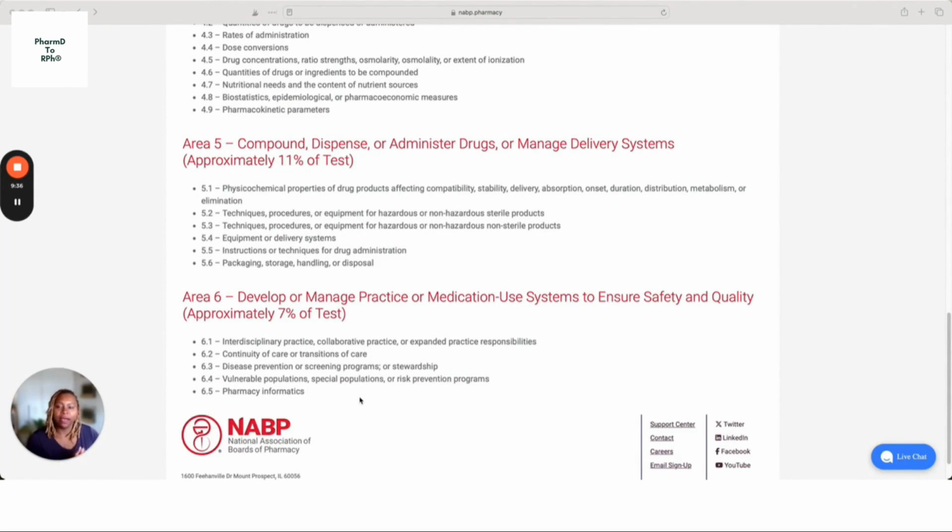Area 5, compounding: compound, dispense, or administer drugs or managed delivery systems. This is all about compounding, dispensing, administering the drugs, the making of the drugs. Specifically, it covers the techniques and procedures you use, non-hazardous versus hazardous. This is going to be the stability, different kinds of techniques, the packaging, the storage, the handling, and how you dispose of certain medications, all encompassed in compounding. You want to make sure of this: it's 11%. This is also a good compounding chapter. You're just good on it, so don't necessarily worry, just be over that.